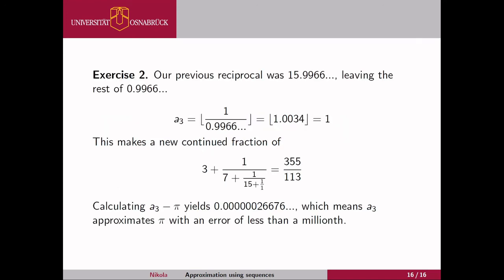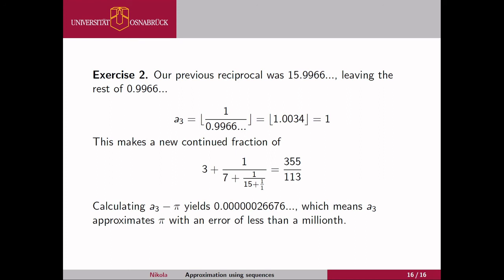Okay, now to exercise 2. We are supposed to calculate the 4th term of our continued fraction sequence. For this, we need to bear in mind what our previous reciprocal was. It was 15.99 and so on, leaving us with a rest of 0.99. Okay, so we plug this into a formula for the 3rd fraction. So we get the reciprocal value of 0.99 and so on, which is, of course, almost 1. So if we take a floor function, it is just 1.